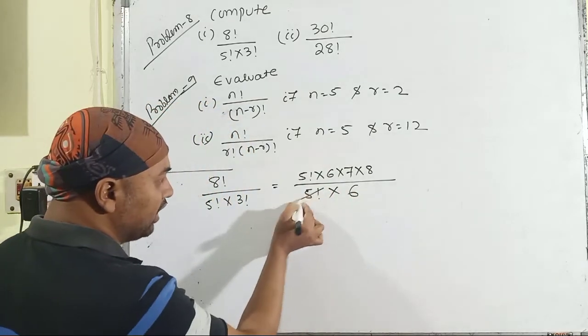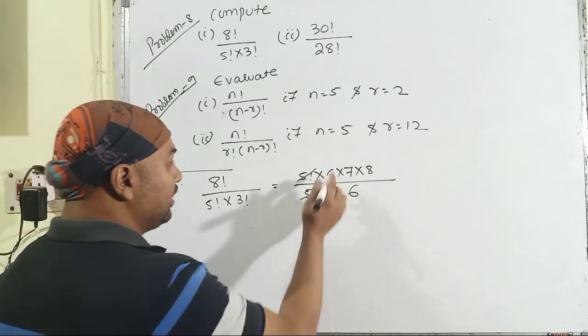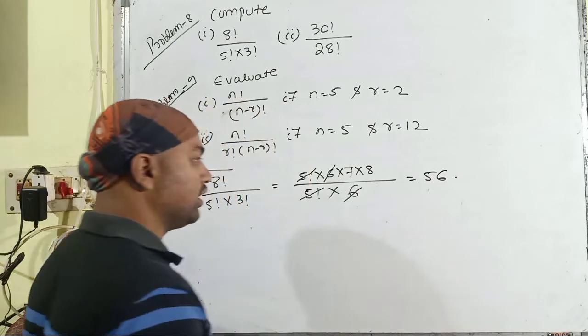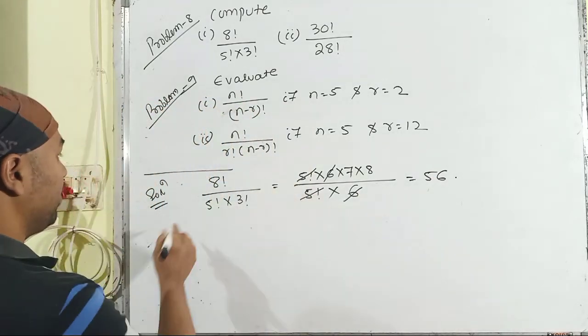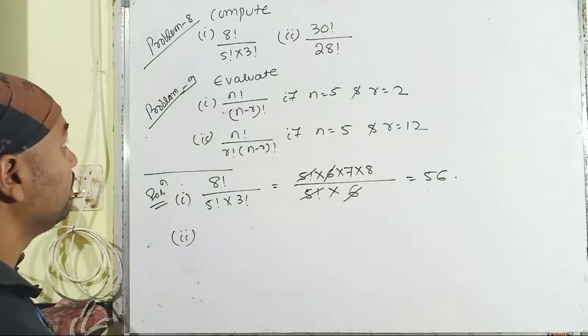Now you can cancel 5 factorial with 5 factorial, and then 6. Now the rest of the value is your answer. Very much easy problem, and it is the first bit. Then moving towards the second bit.